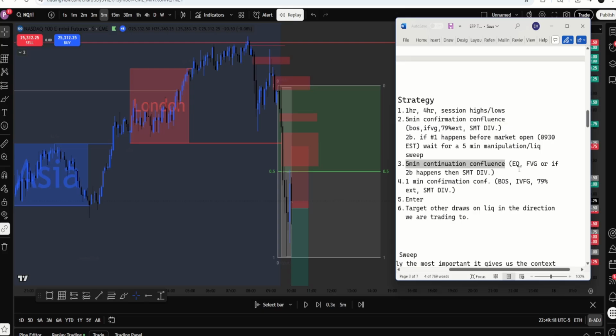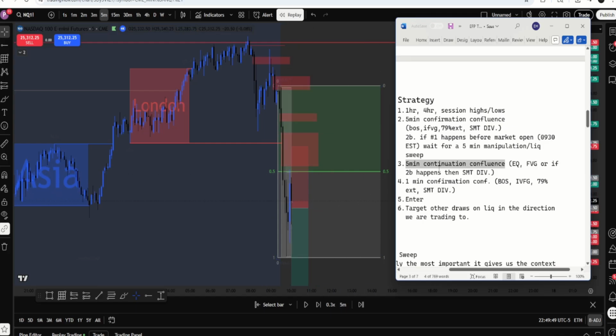5 minute continuation confluence: equilibrium, fair value gap, or if 2B happens, which is 2B right here at market open, you're going to have an SMT divergence. Now, you can use any of these. I didn't use the SMT, but SMT would be very probable in this situation as well, and probably if TJR were to trade today, he would have used the SMT. I don't really use SMTs like that, but they're very helpful and very strong confluences. If I don't have anything else, I'll be looking for SMT.